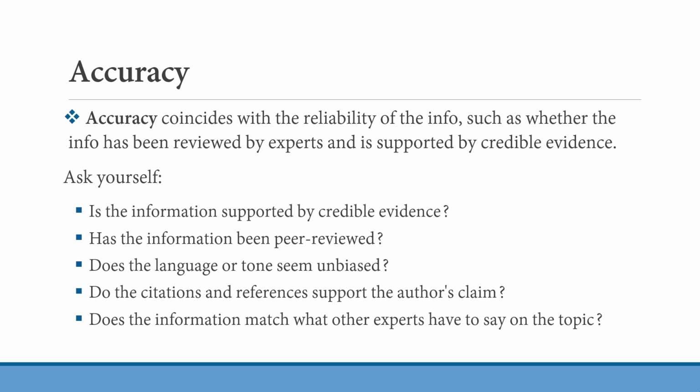Accuracy coincides with the reliability of the information, such as whether the information has been reviewed by experts and is supported by credible evidence. Peer-reviewed sources are more accurate and reliable, since they have been vetted by experts in the field. Ask yourself, is the information supported by credible evidence? Has the information been peer-reviewed? Does the language or tone seem unbiased? Do the citations and references support the author's claim? Does the information match what other experts have to say on the topic?